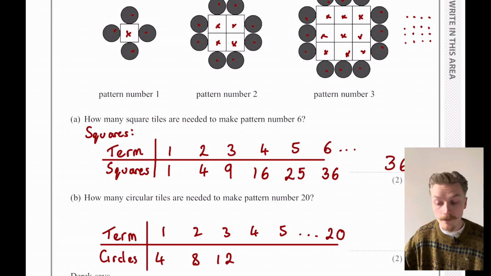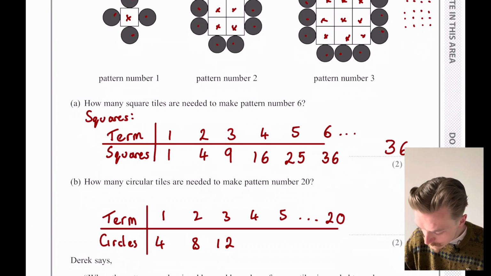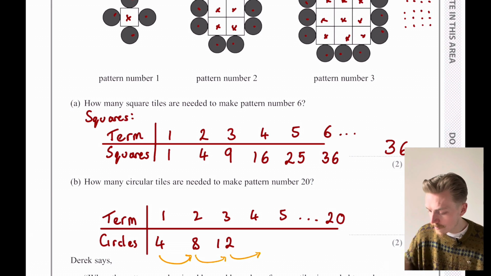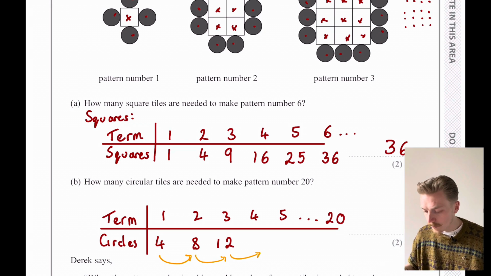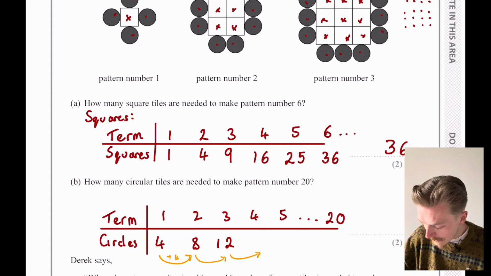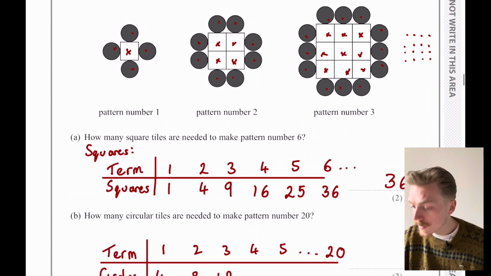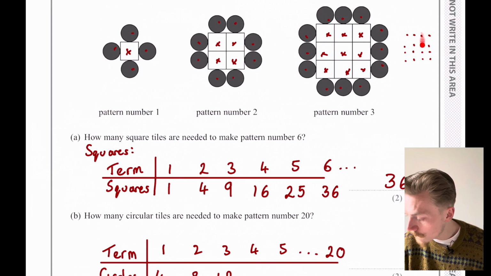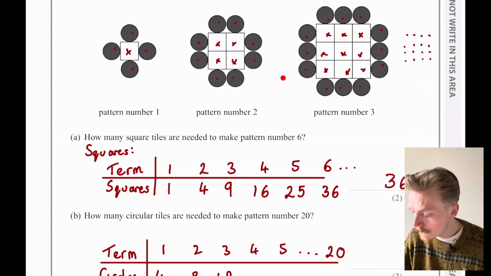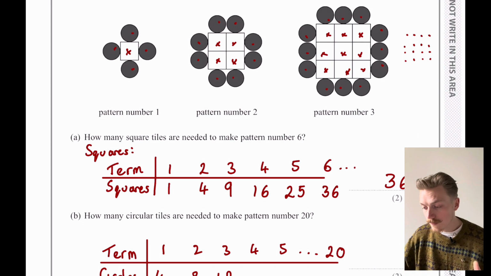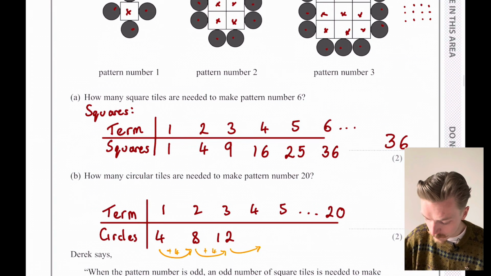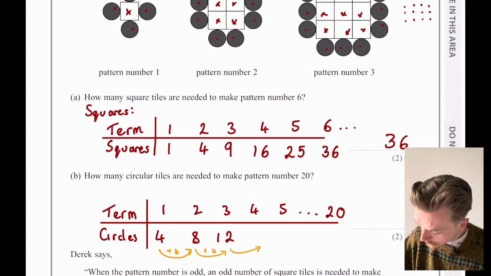Now we need to look for a pattern here. So what's actually happening each time with these circles? First we had 4, then we had 8, then we had 12. We're actually adding 4 each time. So the next one, if you imagine it, it's going to have 4 along the top, 4 along the side, 4 along the bottom, 4 along the other side. All together, it's going to be 4 times 4, which will be 16.